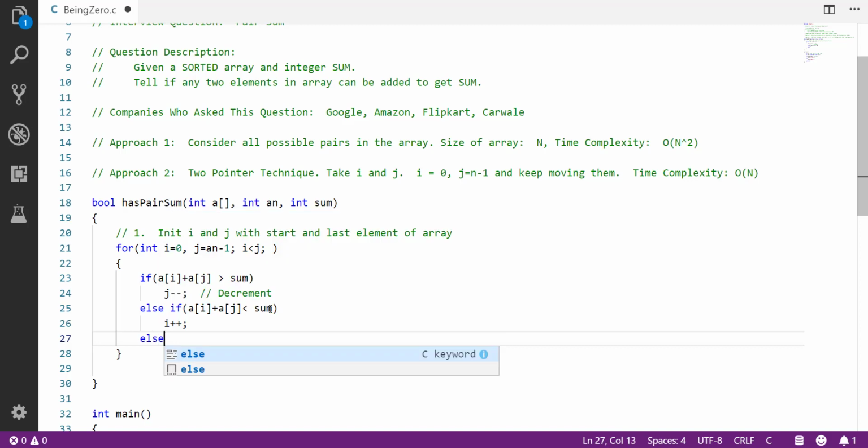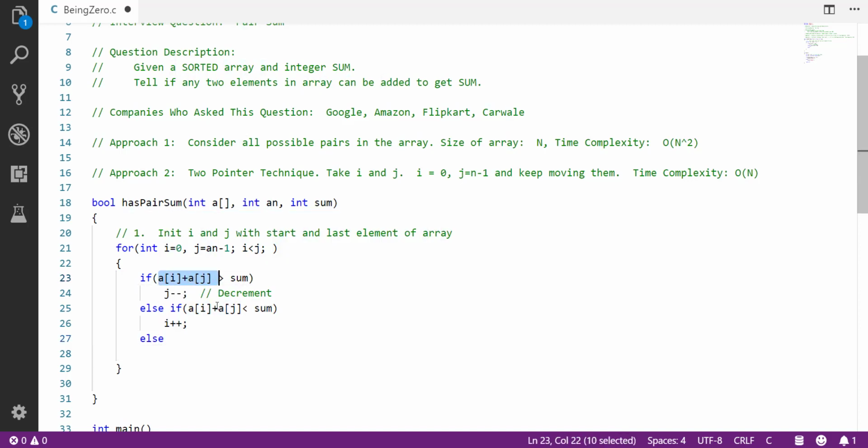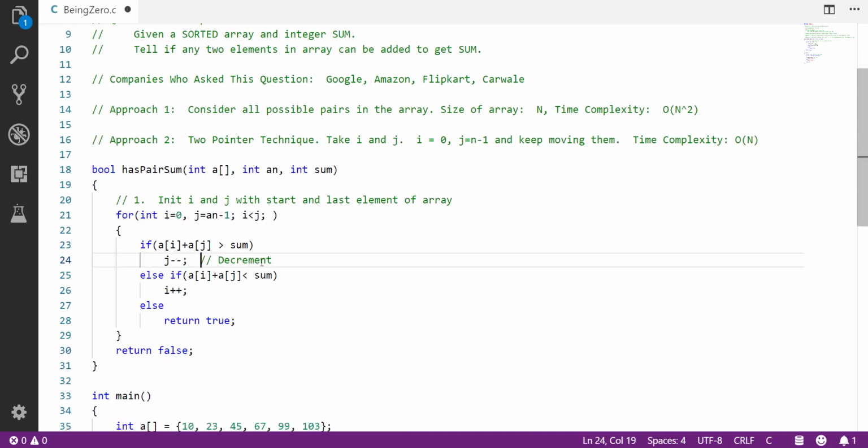Otherwise, in the last case, what is the third case possible? Either this sum will be greater than this, or this will be less than sum, or this will be equal. In that case, we can simply say return true. That means we have found a sum which is equal to sum, so we can confidently return true. Now once this for loop is over, when we come to this step, we can simply say return false. That means this loop will break when i and j cross each other. In that case, we do not find the sum. Okay, so this is the conversion of our approach to code.